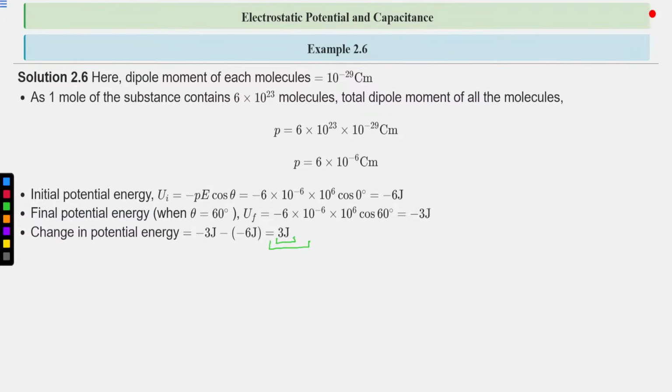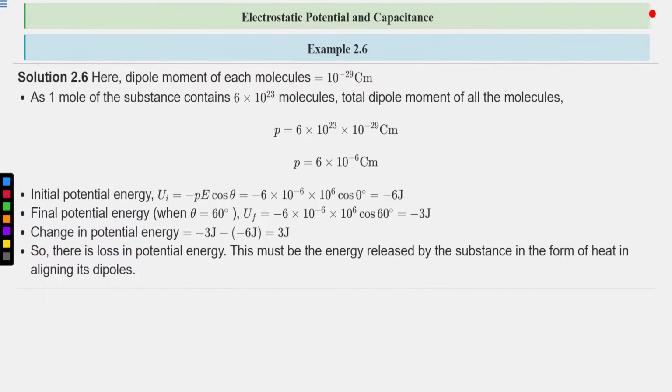What is the new direction of the electric field? It is at a 60 degree angle. So they have to lose 3 joule energy to again align in the new direction of the electric field and attain minimum potential energy. So there is a loss in potential energy. This must be the energy released by the substance in the form of heat in aligning its dipoles in the new direction of the electric field.